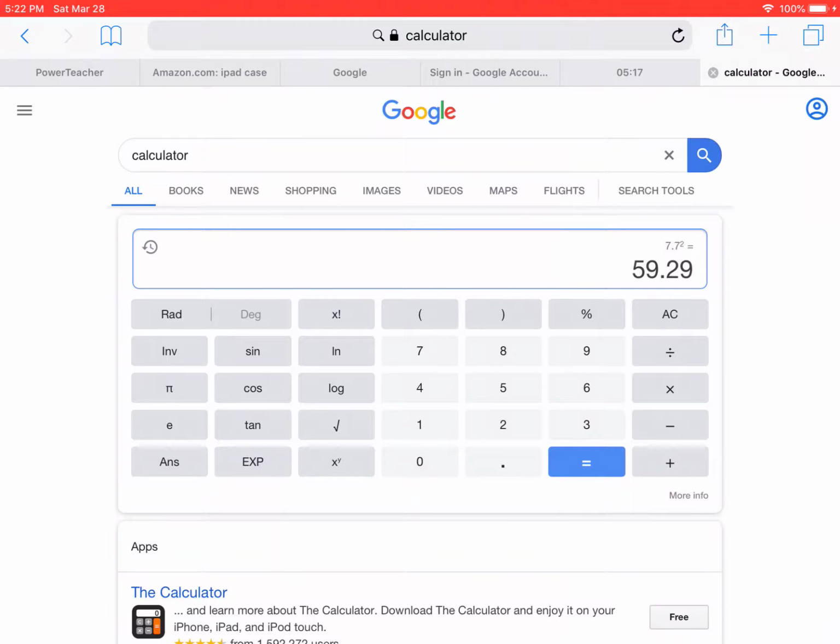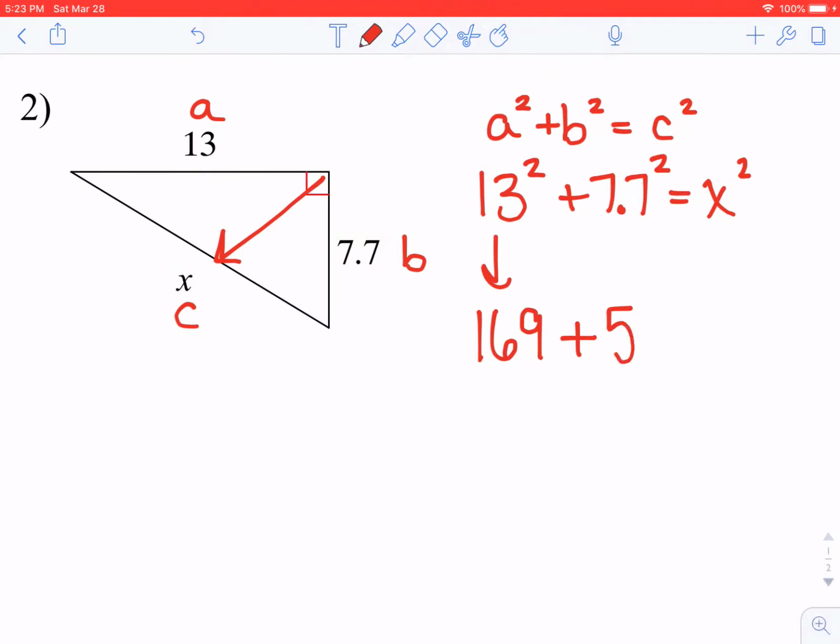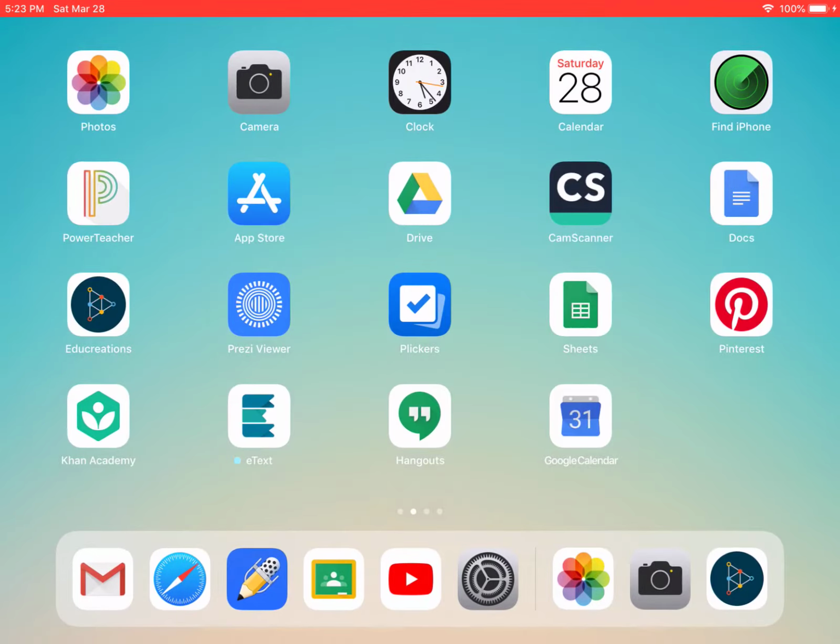59.29 is the answer. So 59.29 is what I'm going to write. That's what I get for 7.7 squared. And this all equals x squared. The next thing I'm going to do is add those two numbers together. So I'm going to go back into my calculator.